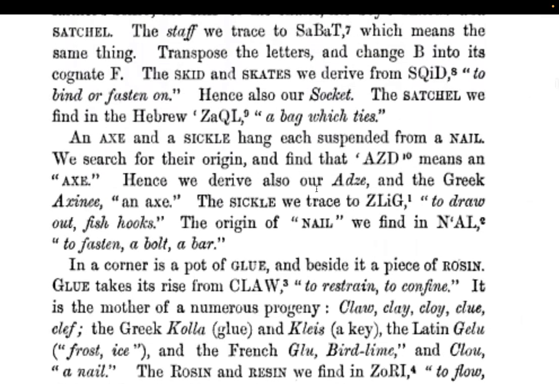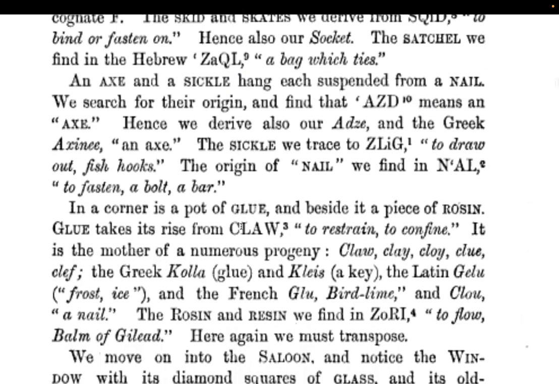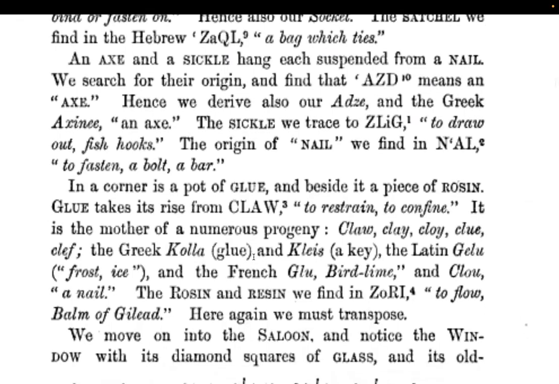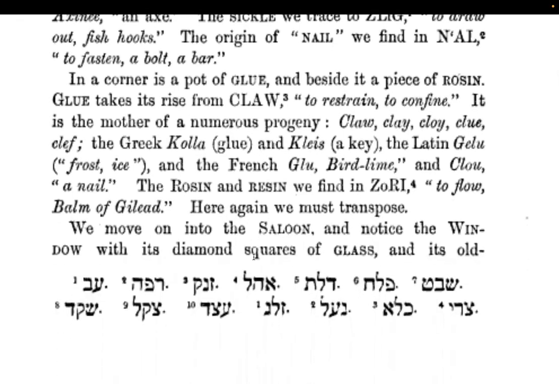Hence we derive also our ads and the Greek axini, an axe. The sickle we trace to zlig, to draw out fish hooks. The origin of nail we find in naal, to fasten a bolt, a bar. In a corner is a pot of glue, and beside it a piece of rosin. Glue takes its rise from claw, to restrain or confine.